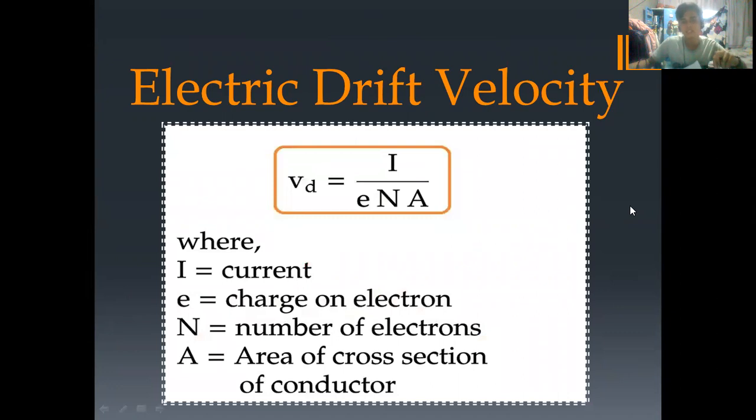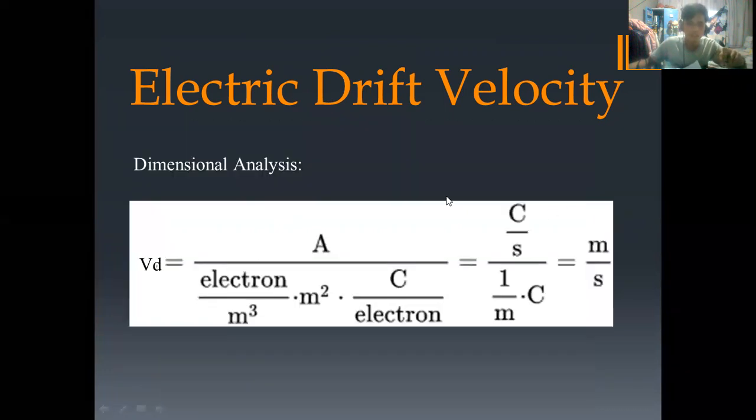In seconds yun. Ito naman, electric drift velocity. The formula of electric drift velocity is VD is equal to I over ENA, where yung I is yung current, yung E yung charge of electron, yung N yung number of electrons, yung A yung area of cross-section ng conductor. Next tayo. Ito, dimensional analysis ng electric drift velocity.